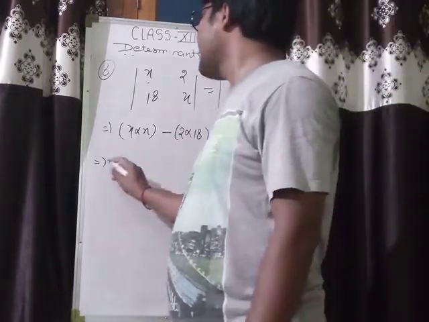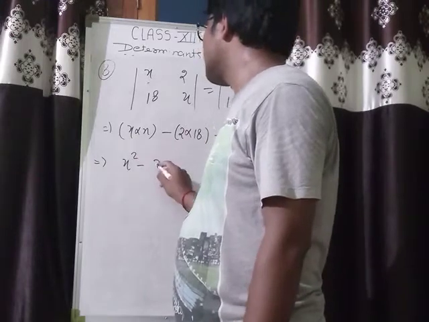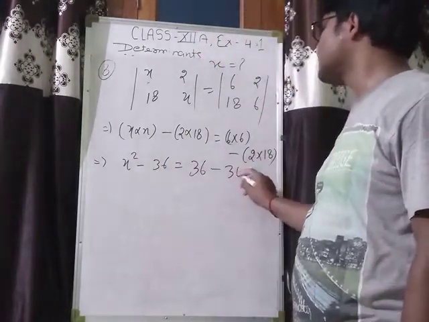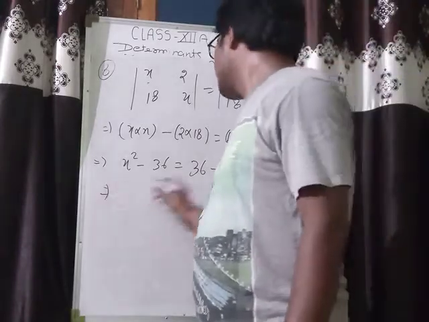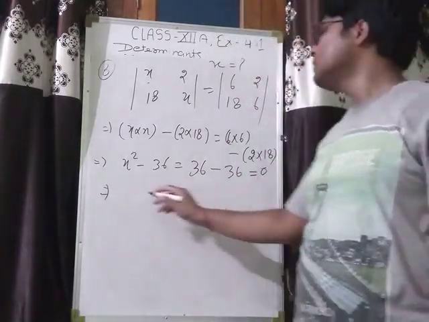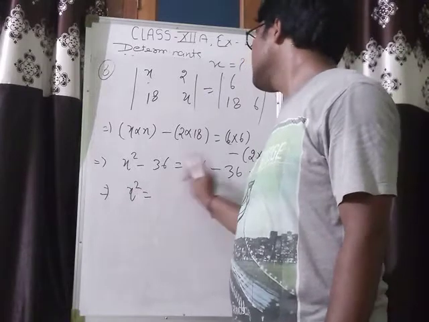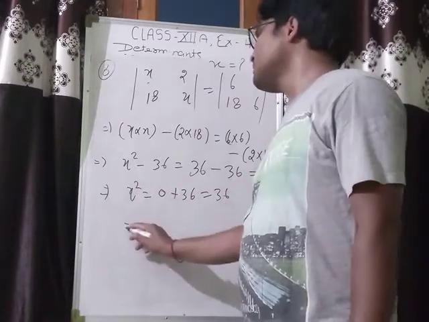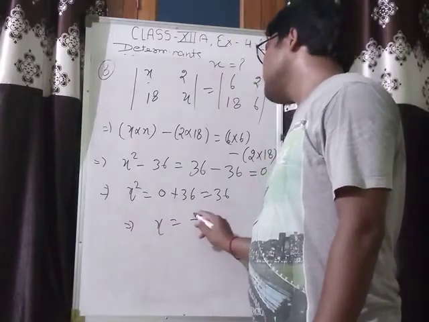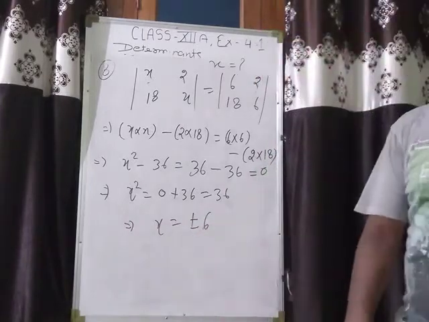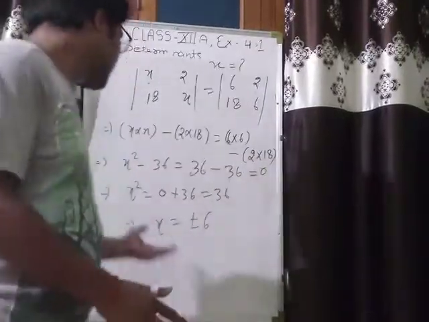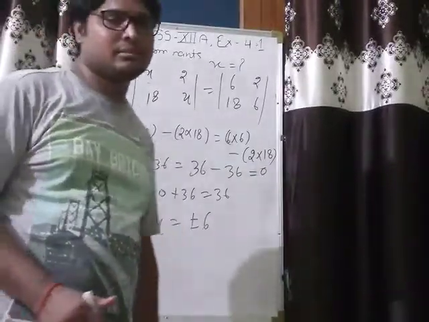So you can see this is x square minus 18 to the 36 equal to this is 36 minus that is 36. So clearly here 36 minus 36 is 0. So from here x square is equal to 0 plus 36, that is 36. Then from here very easy, x is plus minus 6. The square root of 36 is plus minus 6. Okay. So that will be the value of x.